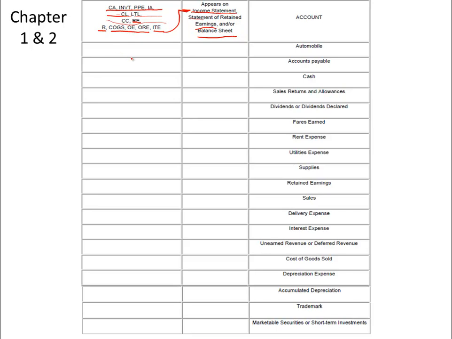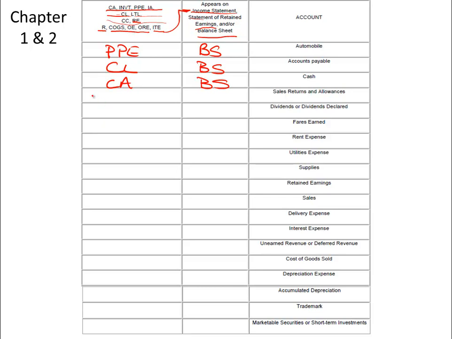So the first one we have is automobile. Automobile is property, plant, and equipment, and because it's an asset account, it will show up on the balance sheet. Accounts payable is a current liability. Those are the current bills that are due in this operating cycle. And because it's a liability, it'll be on the balance sheet. Cash is definitely a current asset, the most liquid of all current assets. Liquid means how fast can you convert it to cash. And because it's an asset, it's on the balance sheet.